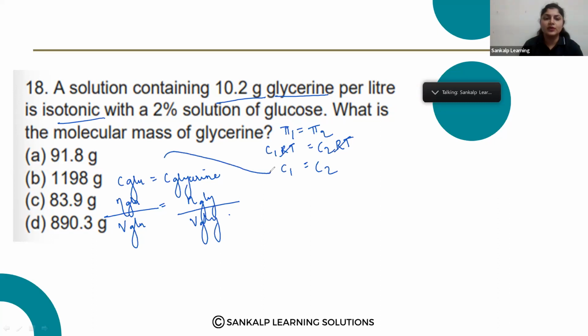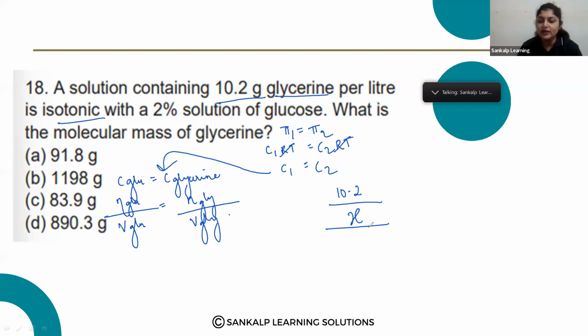Okay, so from here, till here it is clear. So we'll go further. Further, we'll just substitute. Here, number of moles of glycerine is 10.2 grams divided by the molecular weight. We don't know the molecular weight, so we'll keep it as X.